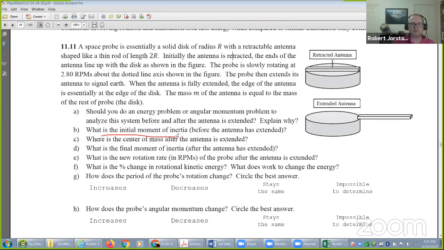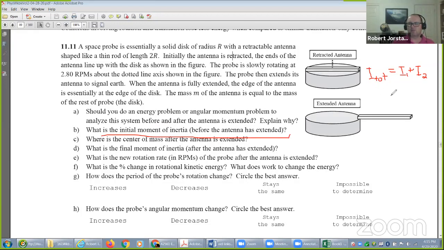So what is the initial moment of inertia before it has extended? I think that's not too bad. It's going to be I total equals I1 plus I2. And if you have any questions, dump them in the chat now that Trey's here. Just keep them coming. He's been doing a great job all semester. We really appreciate his help.